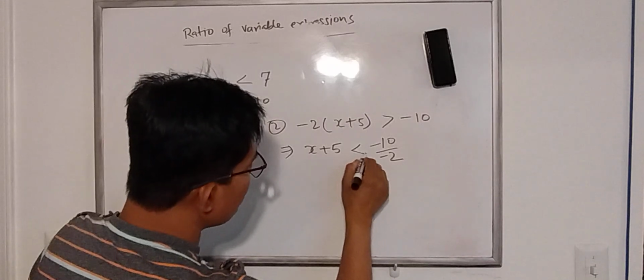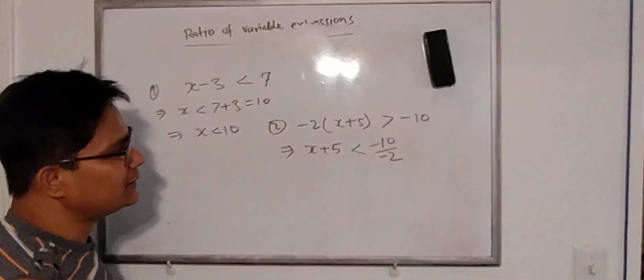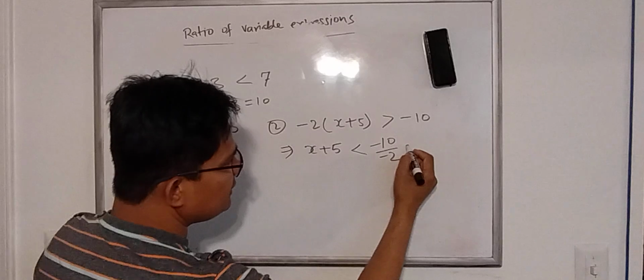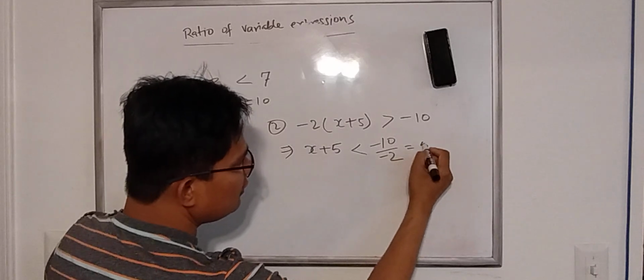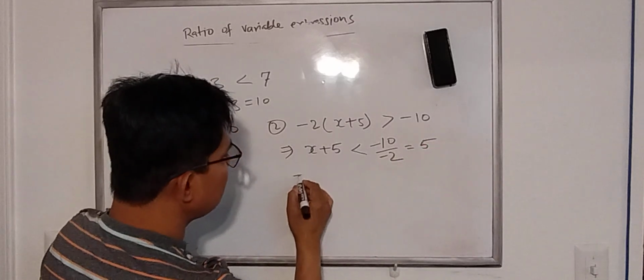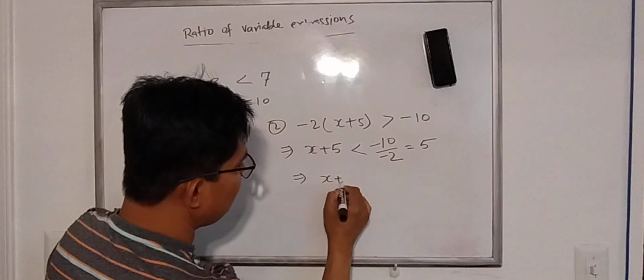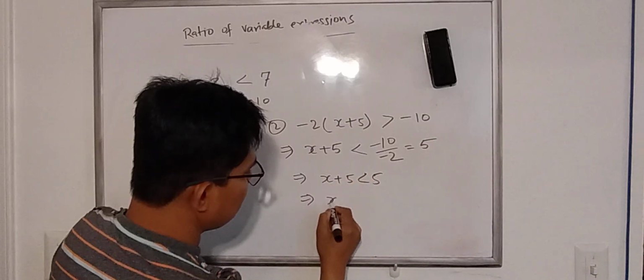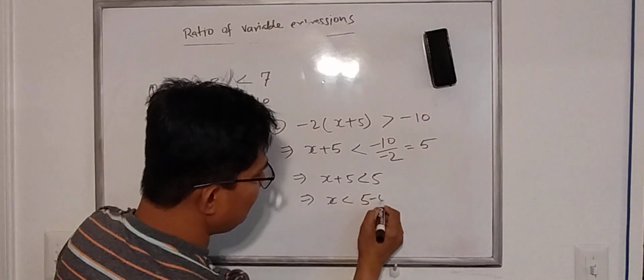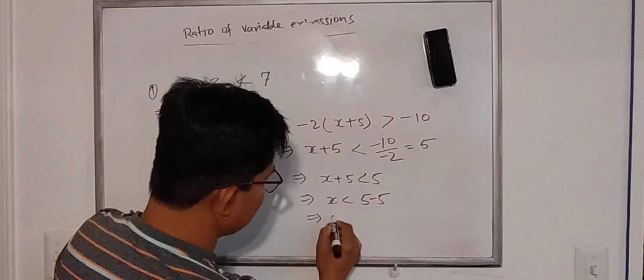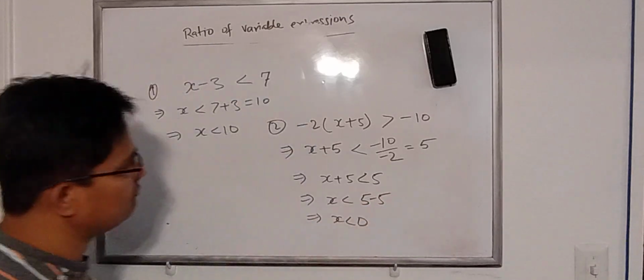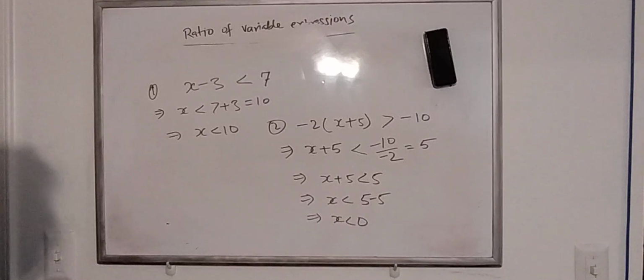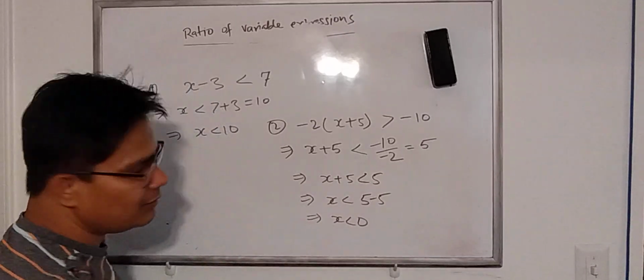So this will become less than minus 10 divided by minus 2. Minus 10 divided by minus 2 is 5, which means x plus 5 is less than 5. Now, x will be 5 minus 5, which is x less than 0. Now let's try. Did we get the correct answer or not?